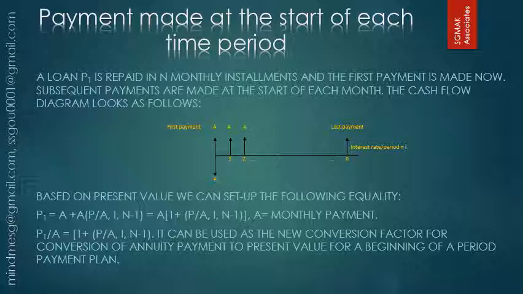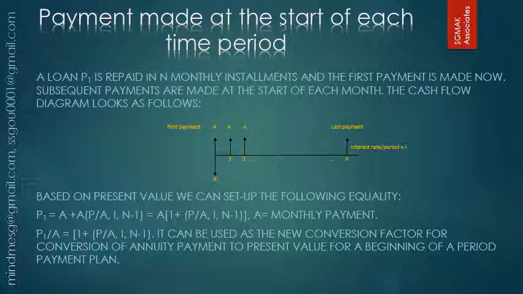So the cash flow diagram, as I said before, from an end of period payment, you move it to the left, to the present, by one time period. So that's how the cash flow diagram looks. I'm borrowing the amount of P1, and whatever my annuity payment, I'm making that first payment right then. So effectively, I'm borrowing P1 minus A.